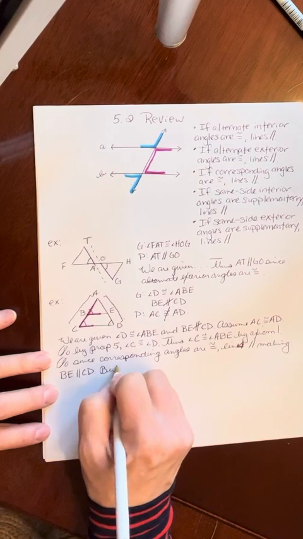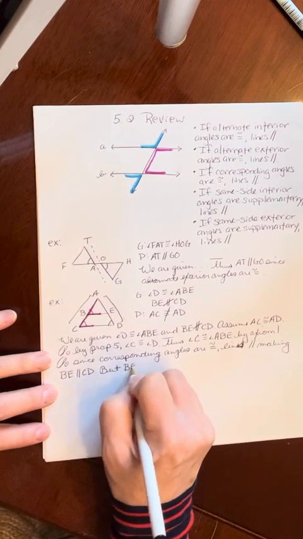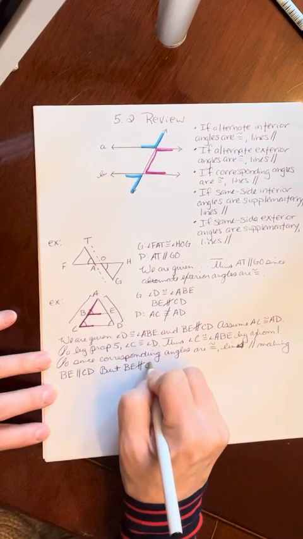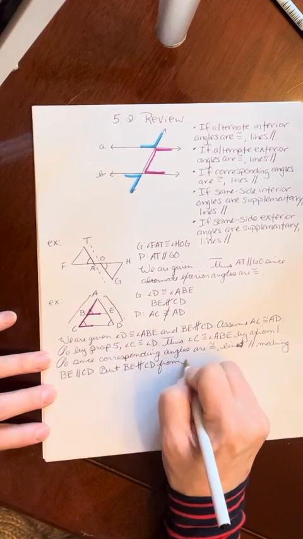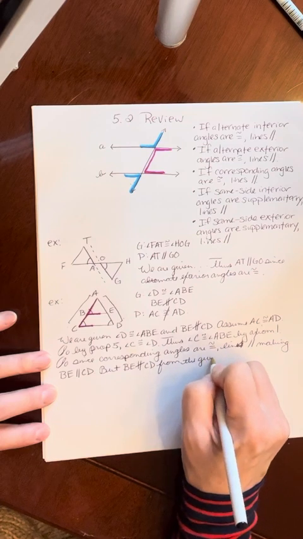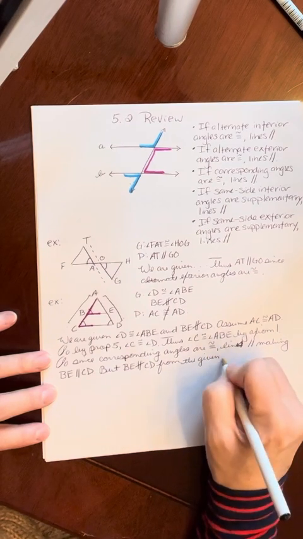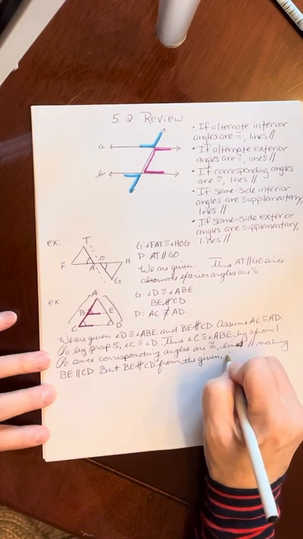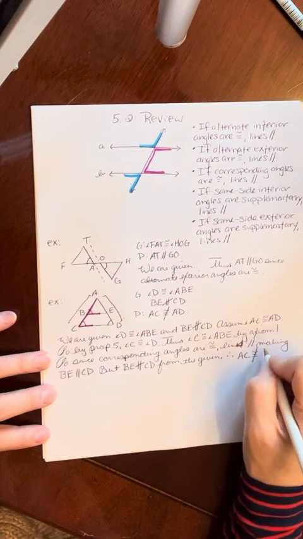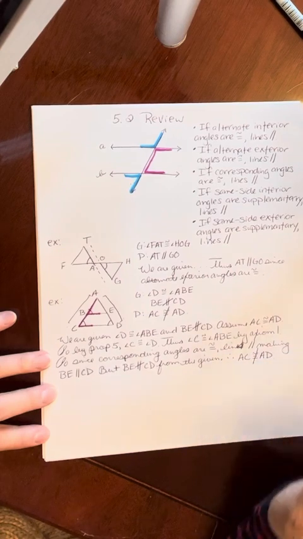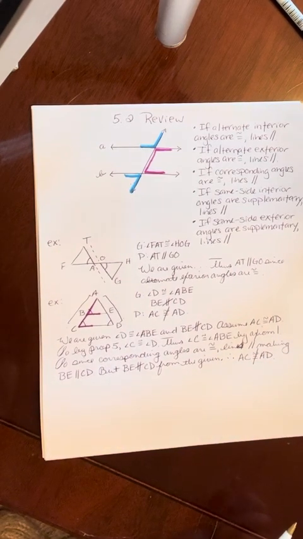But BE is not parallel to CD from the given. I'm being a little fancy right there. Therefore, AC is not congruent to AD. All right, so there's our indirect proof.